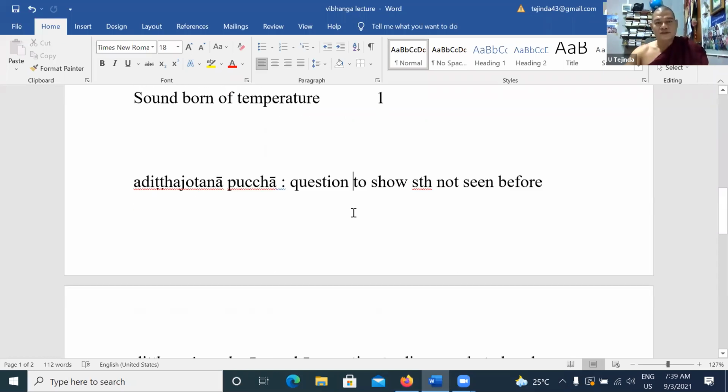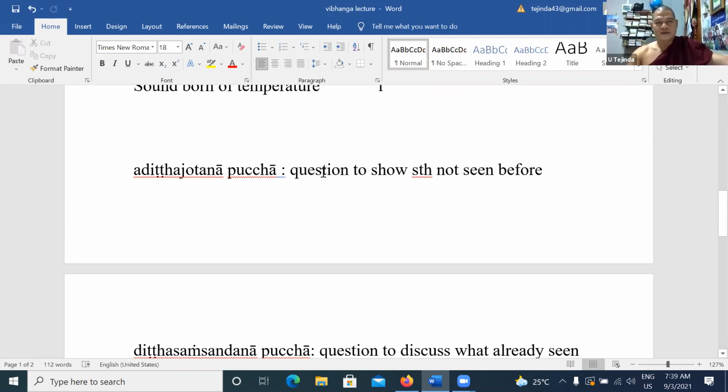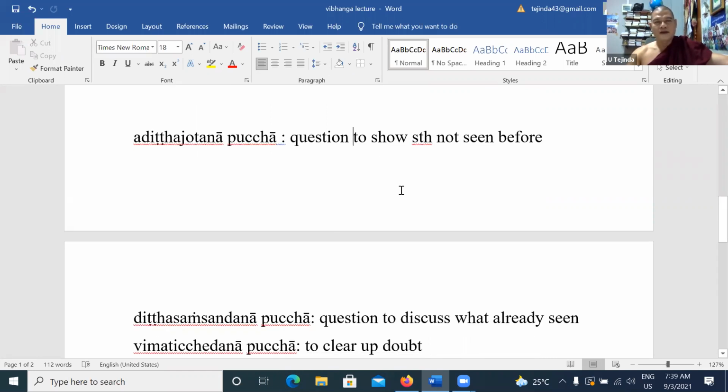There are five kinds of questions. You can find them in the Mahanidesa Pali. You have seen these five questions in the Atthasalini Atthakatha. First, Adita Jotana Pucha, a question to show something not seen before. You make a question about something you have never seen before.